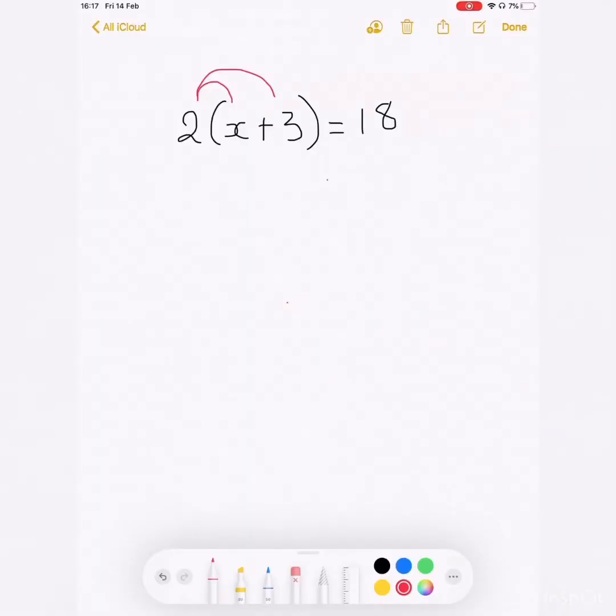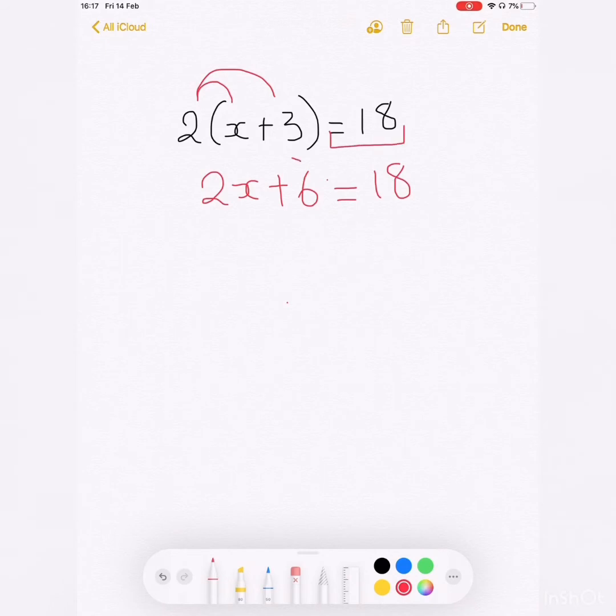So what we must do first of all is expand this bracket. So I've drawn in the lines already, and remember, along those lines, we have to times. So when we do 2 times x, we get 2x. And 2 times 3 is 6. So that equals 18, because that just stays the same.